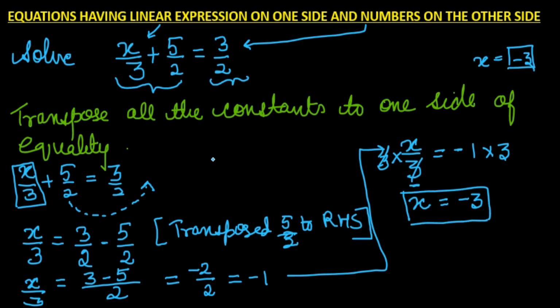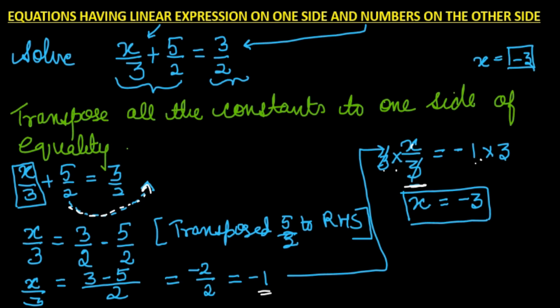Let me just quickly repeat how we solved it. First, we moved all the constants to the right hand side. So 5 by 2, when it comes to the right hand side, becomes negative 5 by 2. We simplified the right hand side, which gives us a negative 1. So x by 3 is equal to negative 1. Now we need to get rid of this 3 here. So we multiplied both sides of the equality by 3, the law of balancing. 3 and 3 cancel out the common factor and we are left with x is equal to negative 3. I hope this much is clear to everyone.